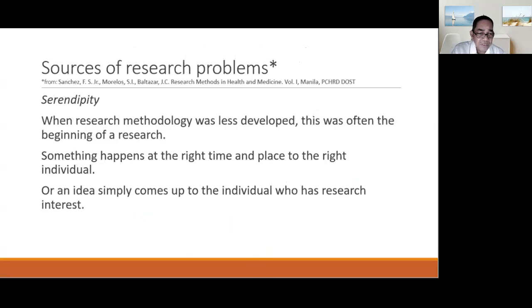Serendipity. When research methodology was less developed, this was often the beginning of a research. Something happens at the right time and place to the right individual. Or an idea simply comes up to the individual who has a research interest. Truth to tell, a lot of discoveries many years ago were from this serendipity. Penicillin, for example, erythromycin. The scientists discovered these things by way of serendipity.